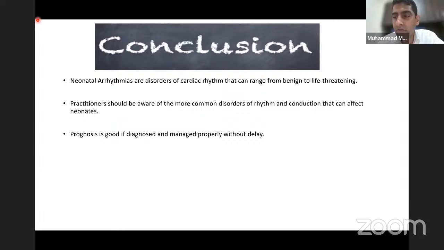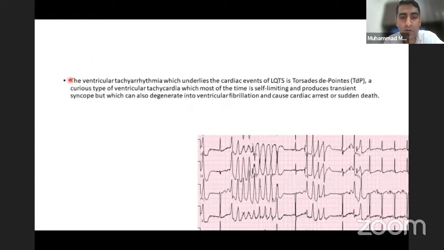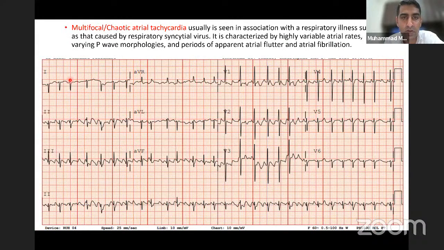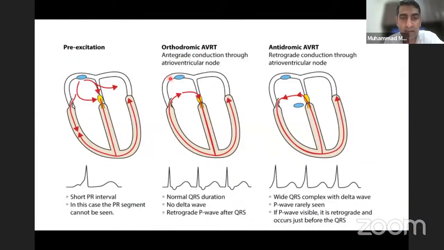Yes, so AVRT are of two types: orthodromic AVRT and antidromic AVRT. Orthodromic AVRT gives you a narrow complex regular tachycardia. Antidromic AVRT gives you a wide complex regular tachycardia. So I showed previously, just give me a second. So here, in the orthodromic AVRT, the conduction goes down through the AV node. That's why the QRS is narrow. It comes up from the accessory pathway to the atrium and goes around and around.